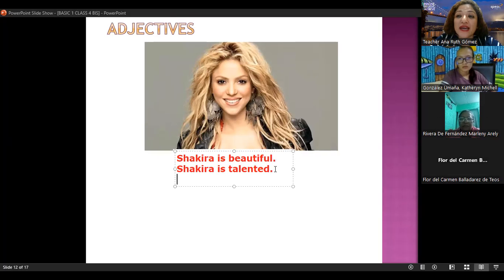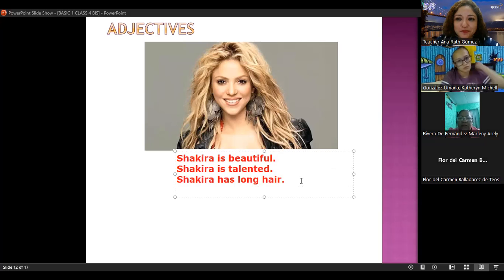Okay. Shakira is long hair. Or hair. Long hair. Excelente. All right. Aunque ahí no estamos ocupando el verbo to be. Ahorita estamos ocupando el verbo to be, pero está bien la oración. La voy a escribir. Shakira has long hair. Porque ya no estamos hablando de ella, sino de algo de ella. ¿Ok? Por eso decimos Shakira has long hair. Another adjective for describing Shakira?